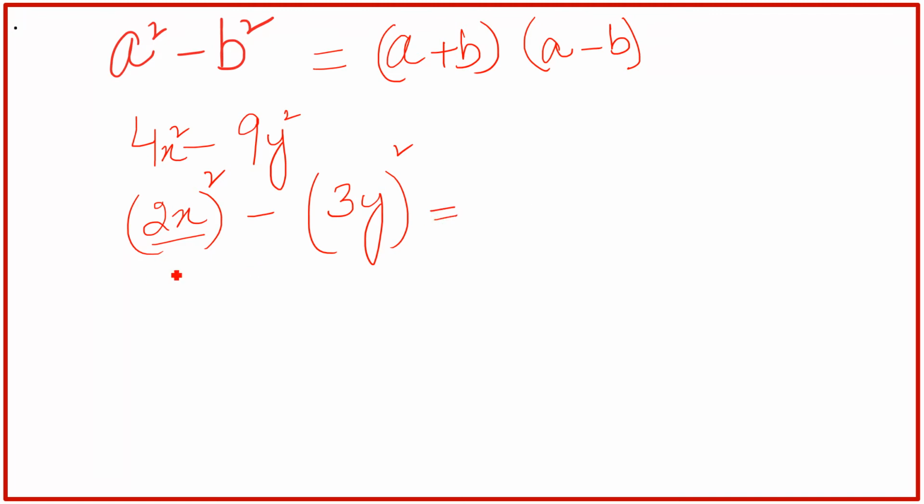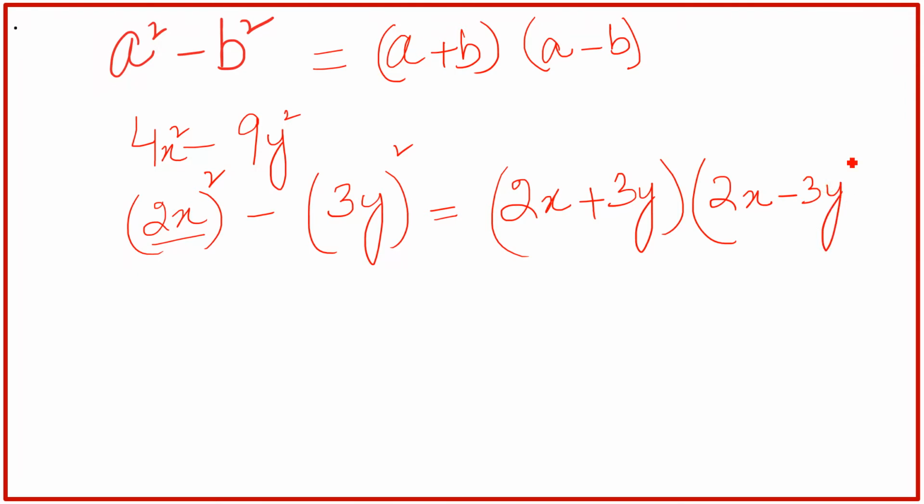How will I expand it? It is equal to whatever we have instead of a or b, the first one I will write in positive, same thing in the parenthesis, multiplied by 2x minus 3y. So simple. This is the simplest formula. A square minus b square: the square of the first term minus the square of the second term is equal to a plus b multiplied by a minus b. One time you have to write with the positive sign, a plus b, and one time with the negative sign.